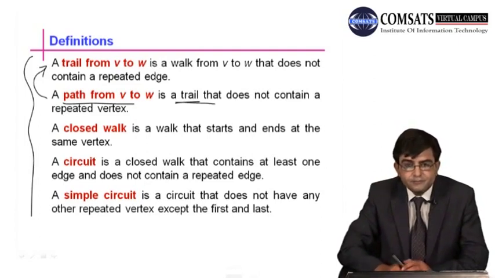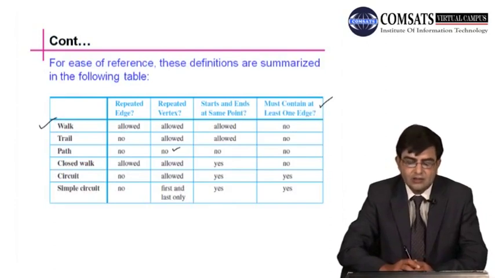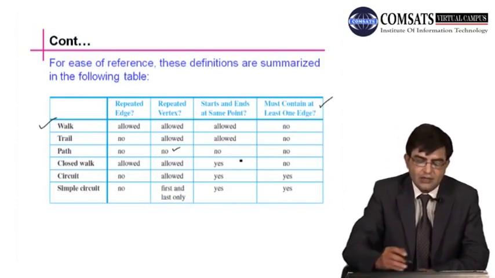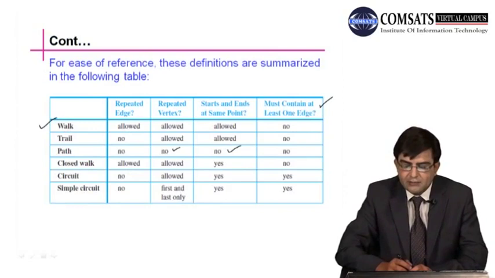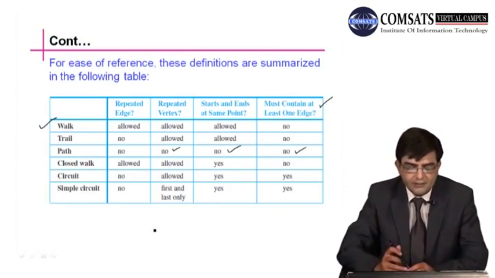If we take the starting and ending point the same, then one vertex will be repeated, so it violates the definition of path. So repeated vertices or the starting and ending point being the same is not allowed in a path. And must it contain at least one edge? No, there is no condition here.